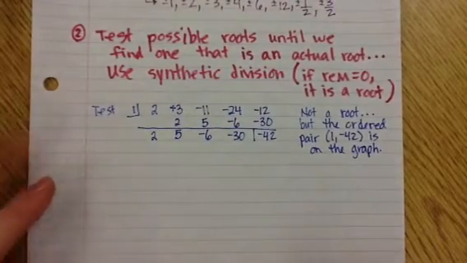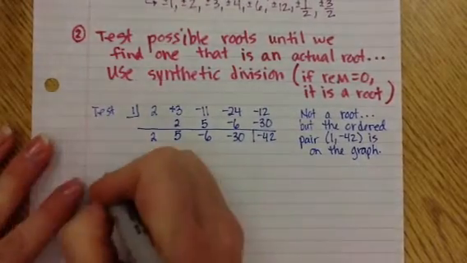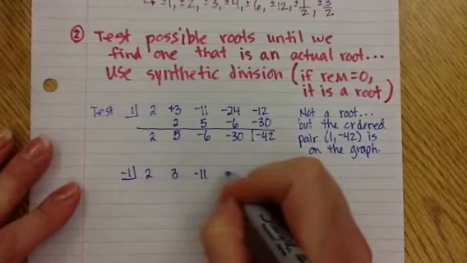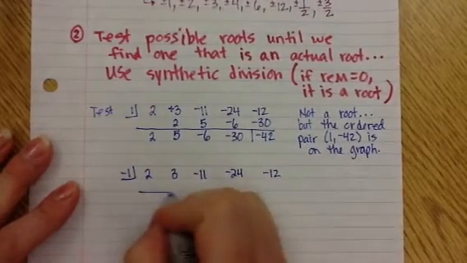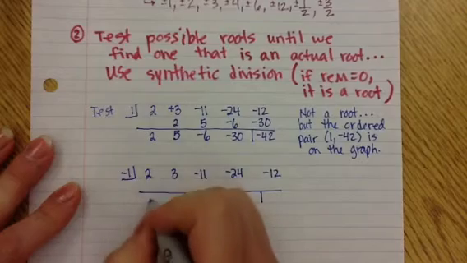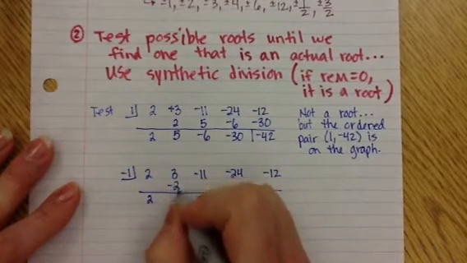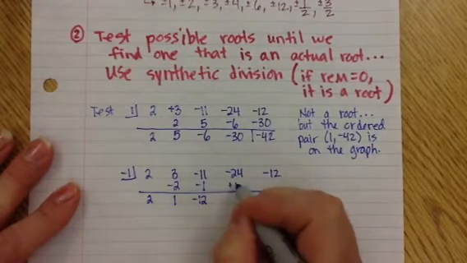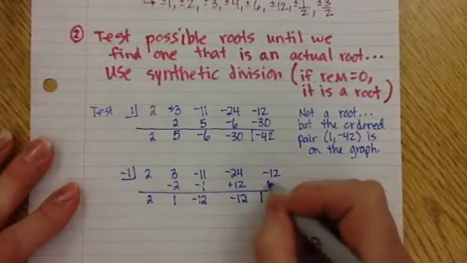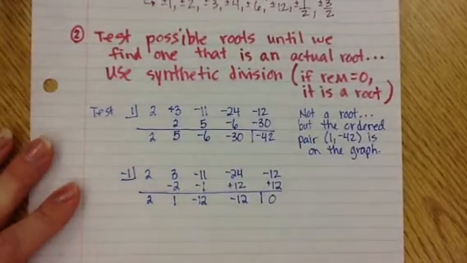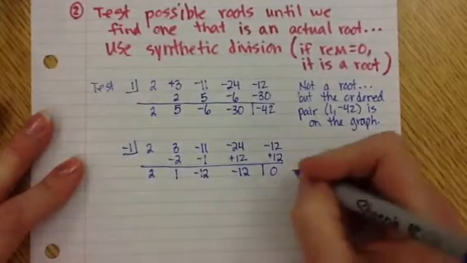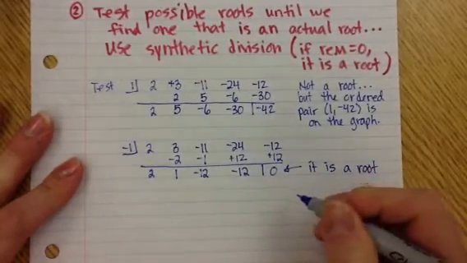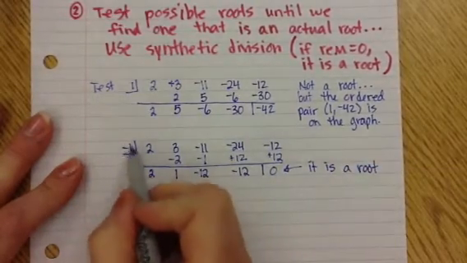So we'll move on to another value to test, maybe negative 1. So I'll do the same thing again. Bring down the 2, multiply times negative 1, add, multiply, add, multiply, add, multiply, and add. Okay, we found a remainder of 0. So it is a root. So that means we have an x-intercept at (-1, 0).